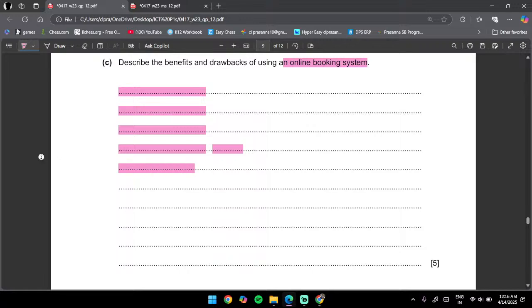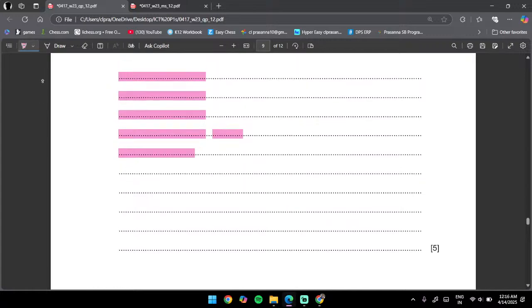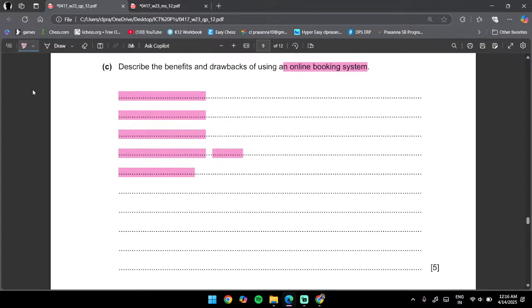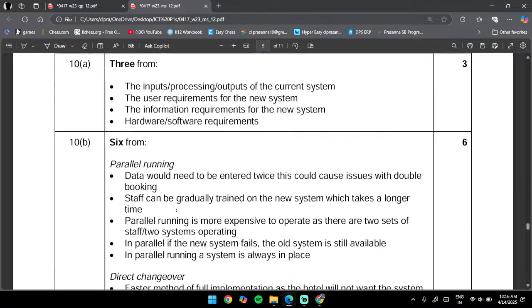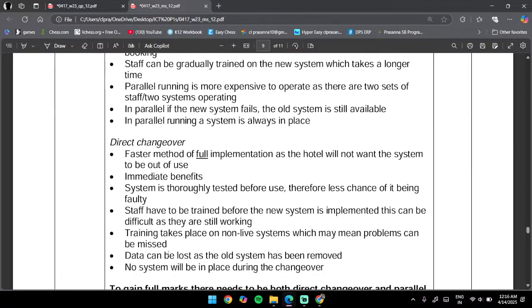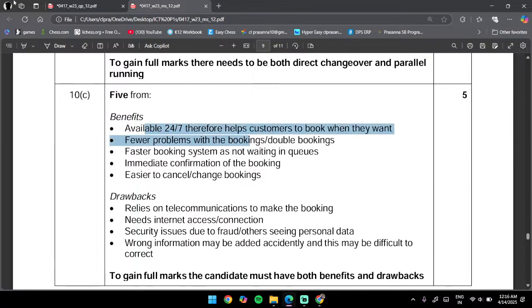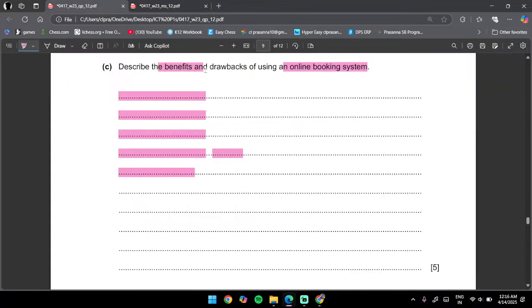And what else? Booking systems usually have a lot, but okay, what else can we think? I have given 5 points. I'm just thinking of anything else that I could add. Nothing really is coming to my mind, so let's just check. I think I have mentioned more than enough over here. Oh, I only talked about the benefits. I even forgot that the drawbacks were there.